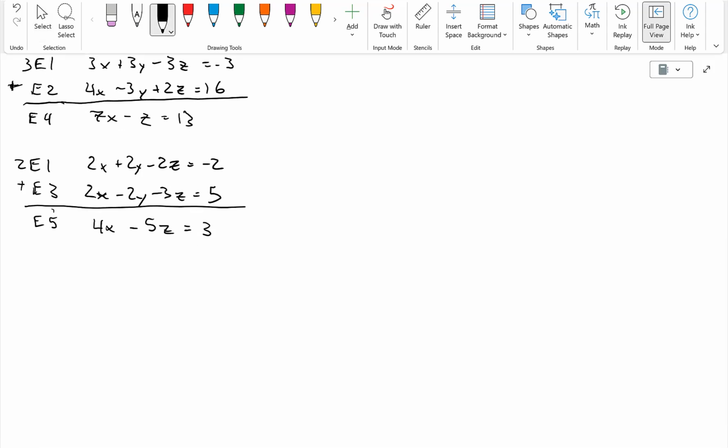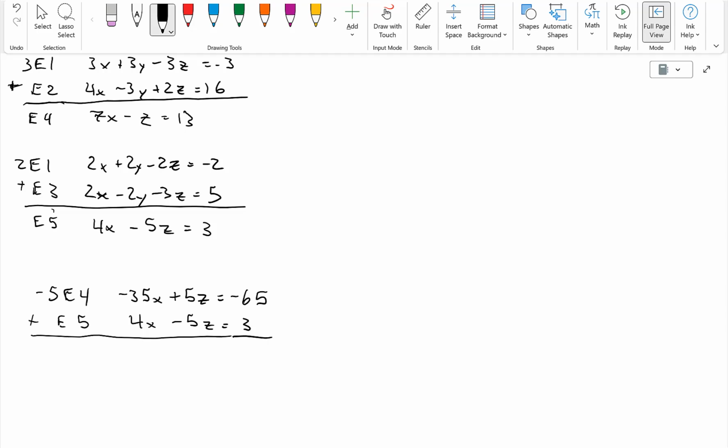We're going to do a negative 5 times equation 4 to give us a 5z. And we're going to add that to equation 5 to eliminate my z's. I'm going to get negative 5 times equation 4 would be a negative 35x plus a 5z equals negative 65. And then my equation 5 was a 4x minus 5z already equals 3. And so I'm going to end up, when I add those together, with a negative 31x, my z's 0 out, equal to a negative 62 here.